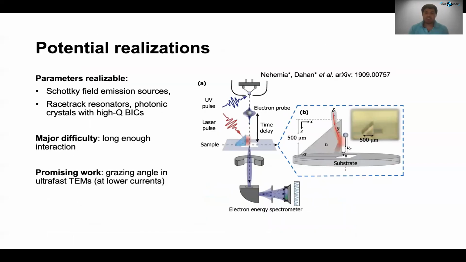I'll just skip this part because I'm out of time, but I want to just mention that in terms of realizations, all the parameters that I presented are quite realizable. The electron beam currents can be realized in Schottky field emission sources and electron microscopes, while the resonators, the racetrack resonator and photonic crystals that I showed, are structures that have already been fabricated before. And the major difficulty is actually really getting the electron to travel parallel for long enough, but there's been some interesting work to this effect that you can see here.